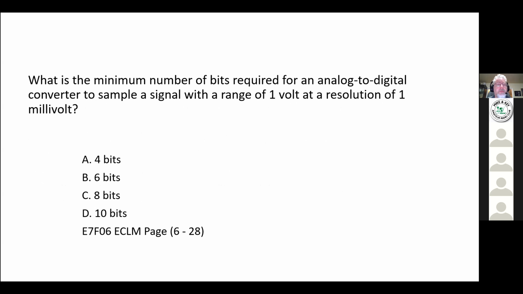What is the minimum number of bits required for an analog to digital converter to sample a signal with a range of 1 volt at a resolution of 1 millivolt? A, 4 bits, B, 6 bits, C, 8 bits, or D, 10 bits? Delta is correct, 10 bits.